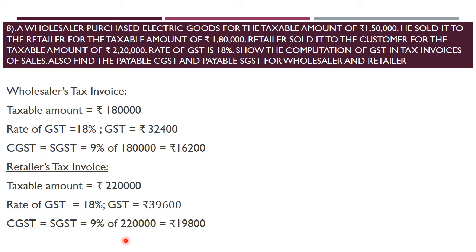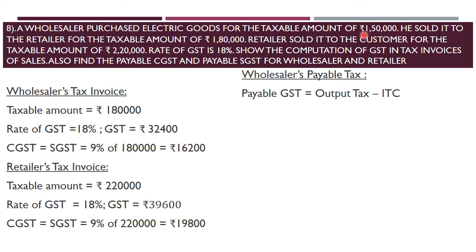Now we also need to find the payable CGST and payable SGST for the wholesaler and retailer. That calculation we will show on the right side. So let's start with the wholesaler's payable tax. First, what is the wholesaler's input tax and what is the wholesaler's output tax? The wholesaler purchased the electric goods for 1,50,000, so the input tax will be 18% of 1,50,000.